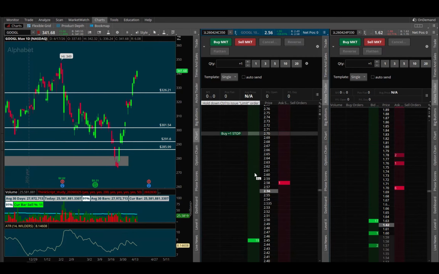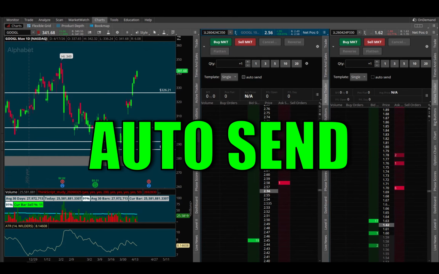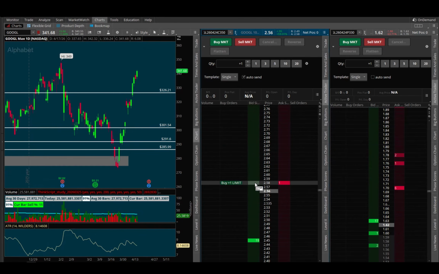So now we have it all here. One click of a button, boom, send. And what we could do is we can click the auto send. Okay? So that means that one click of a button will fill the order. So instead of having to do all those things, buy, confirm, send, you're already just auto sending it. So you don't have to confirm. This is obviously a much more risky thing to do.